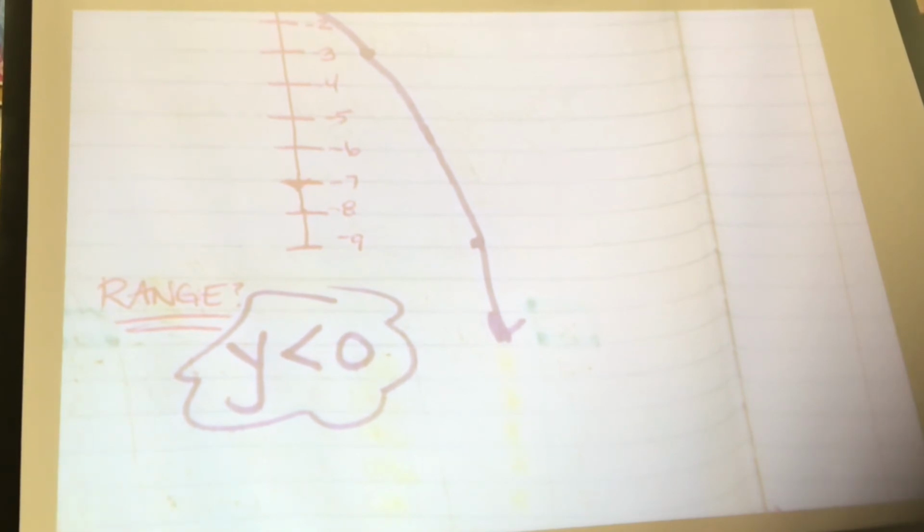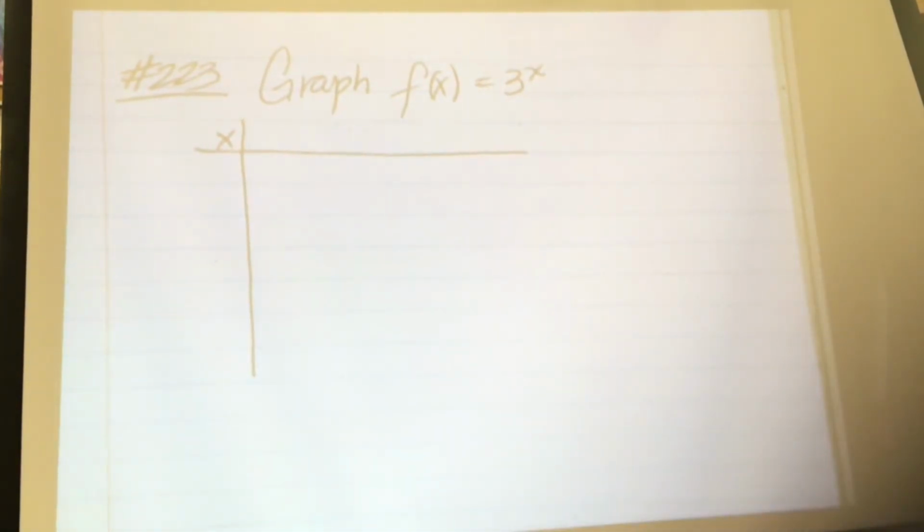All right, what I want to do with you is number 223 on tonight's homework. The question is to graph f of x equals 3 to the x. Plug in x, and then you're going to graph it in your actual workbook. Here come the board.